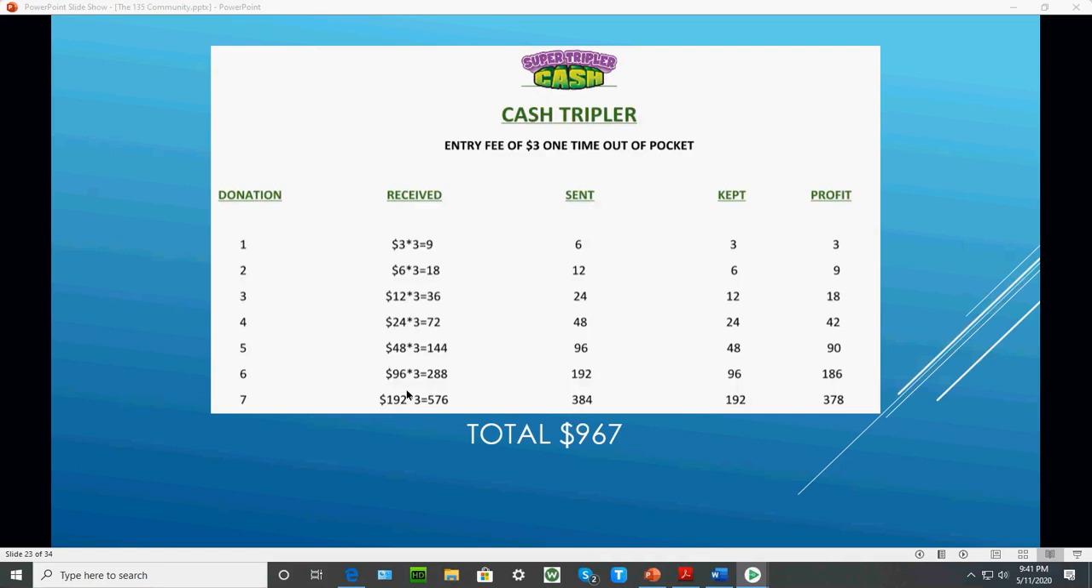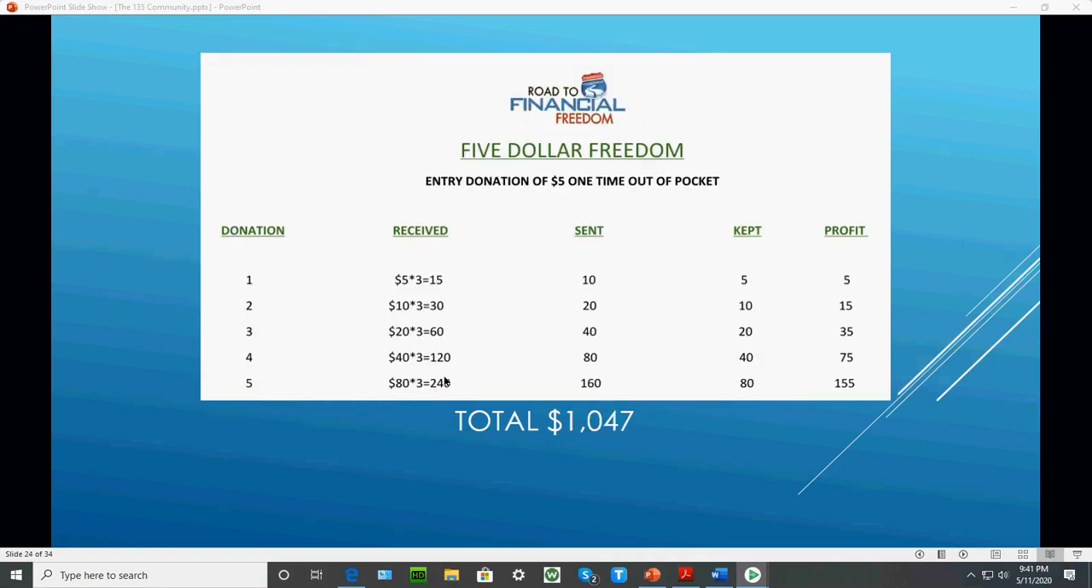The 7th day in the cash tripler becomes the 5th day in the $5 freedom. That's $80 each being donated to you. That's $240. You're going to take $160 of that, donate it to the person that invited you. You keep $80 for yourself. That's $155 just in the $5 freedom, taking you over $1,047 to this point.